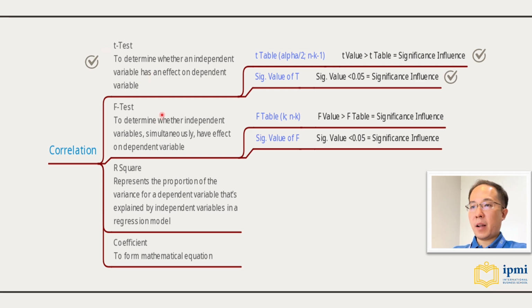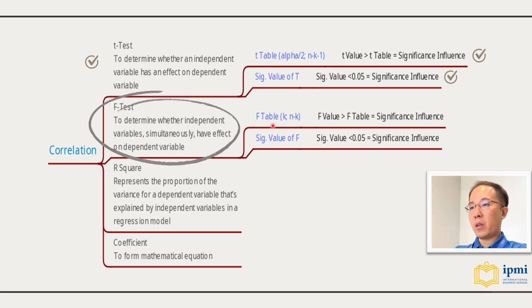After the t-test, the next will be the F-test. The F-test is to determine whether independent variables simultaneously have an effect on the dependent variable. So if the t-test is on only one single independent variable, this is all independent variables simultaneously, whether they have an effect on the dependent variable or not.